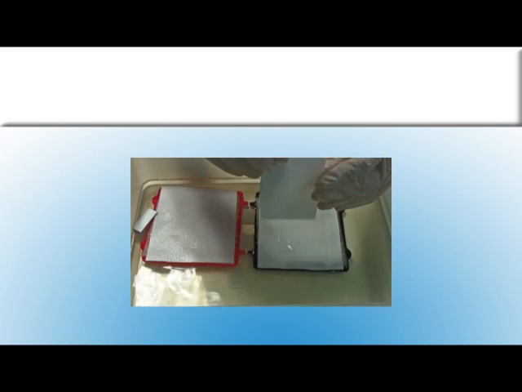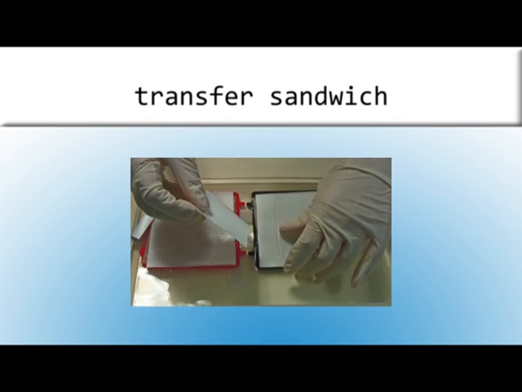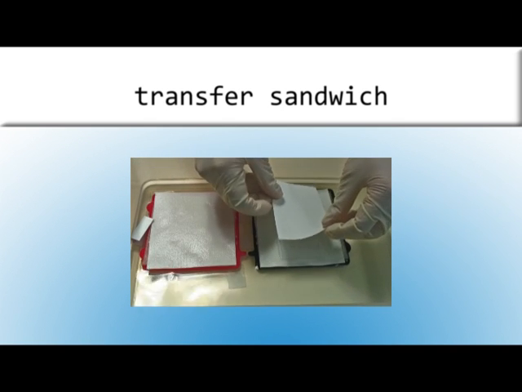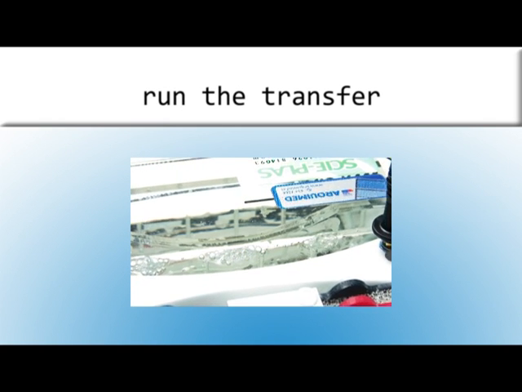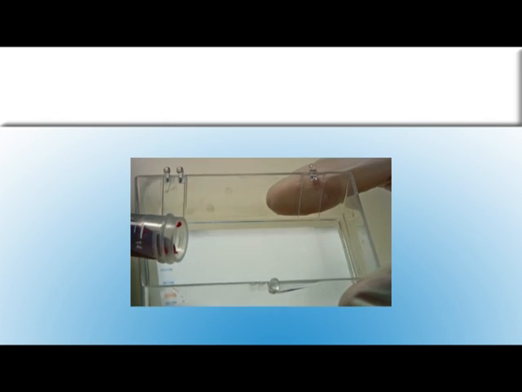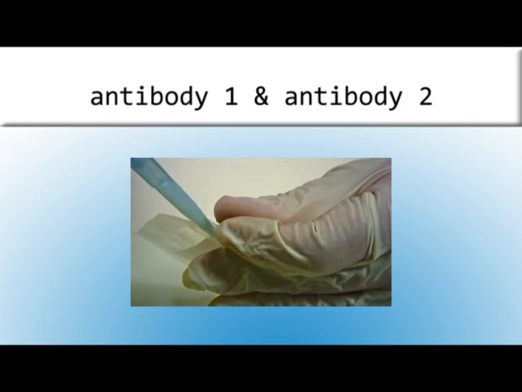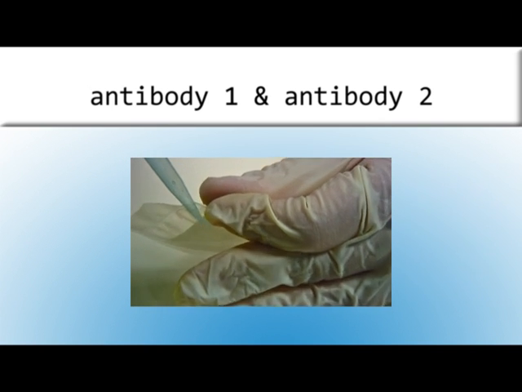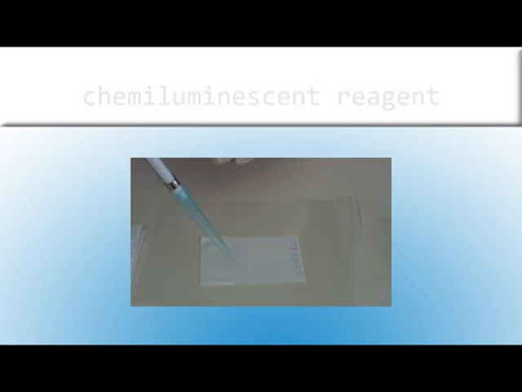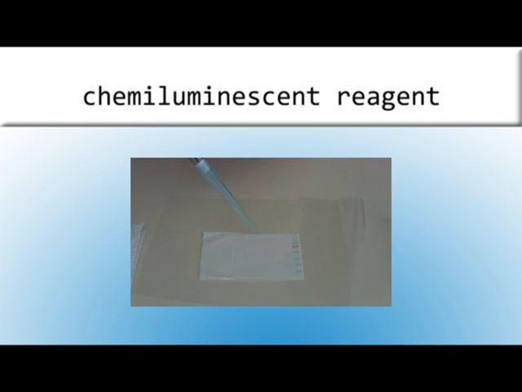While working with gloves, form the transfer sandwich by placing the membrane and the gel next to each other. Connect the electrodes and run the transfer. Test the efficiency of the transfer with Ponceau Red. Incubate the membrane with the primary antibody and the secondary antibody. Incubate the membrane with the chemiluminescent reagent. Expose the membrane to the film.